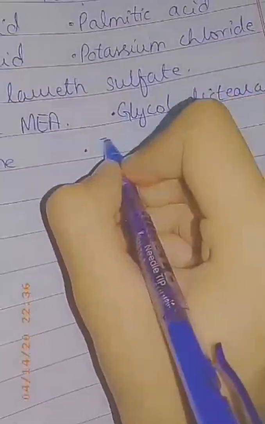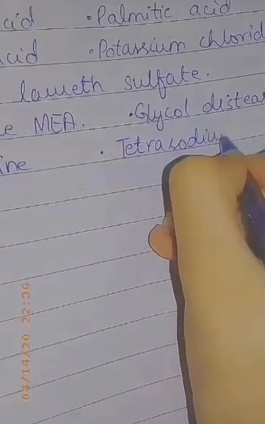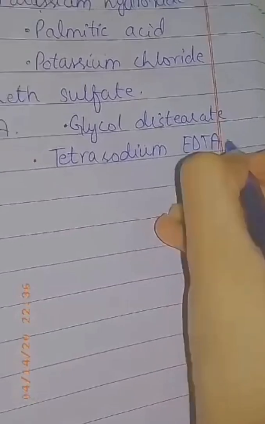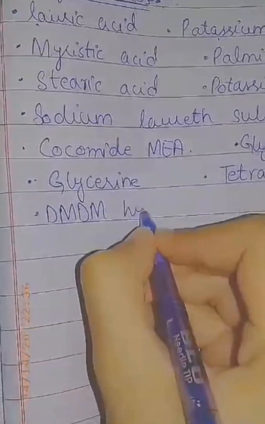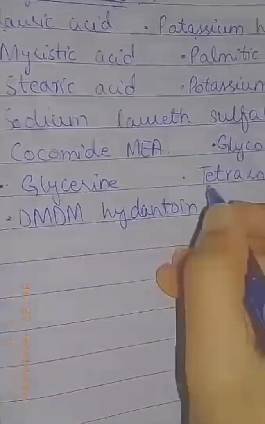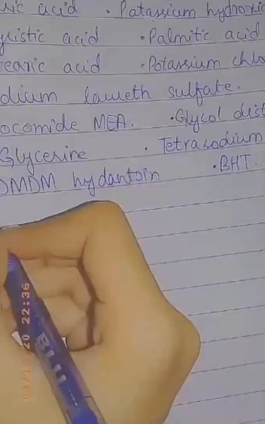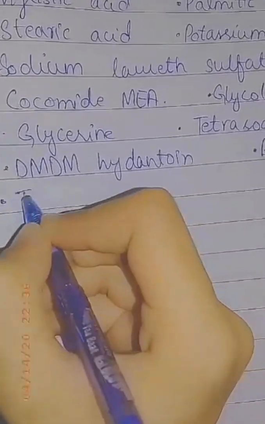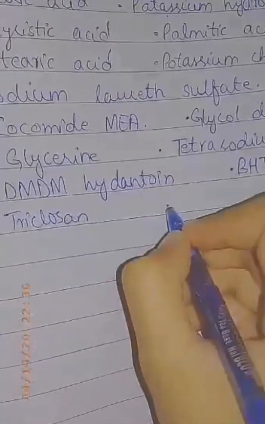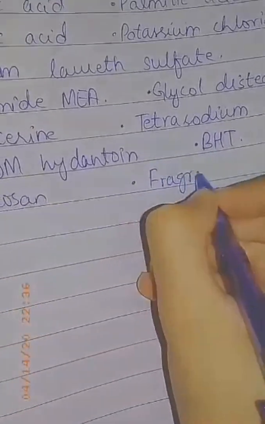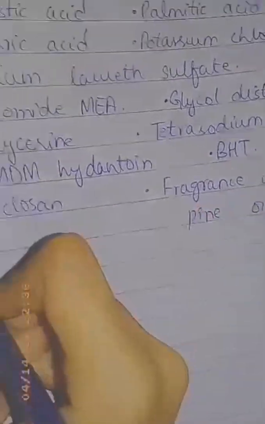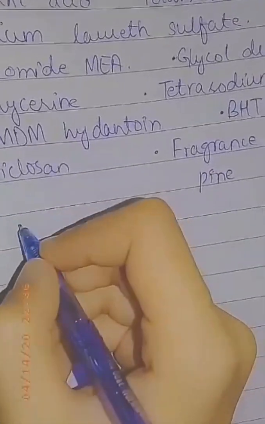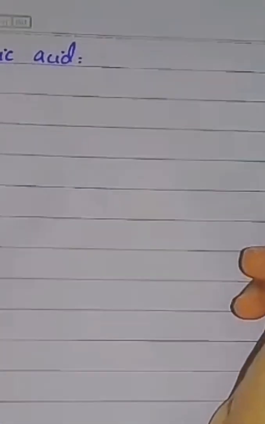and tetrasodium EDTA, DMDM hydantoin, and BHT, and triclosan, fragrance with pine oil, and silver hydrogenated castor oil. Now I will discuss these ingredients in detail, their uses, their formula, and their chemical structures.